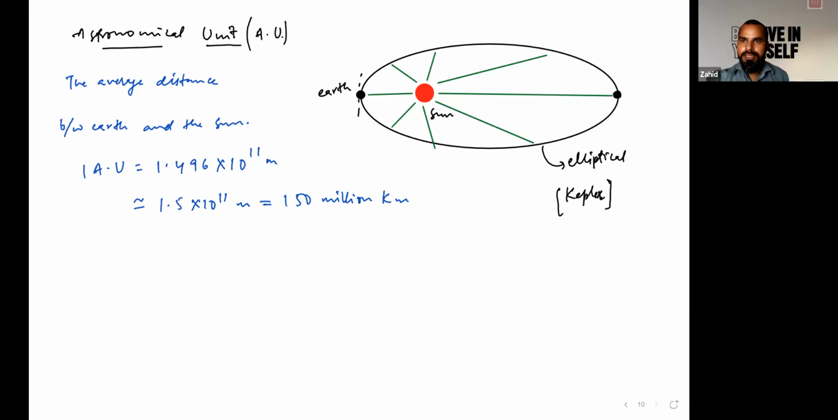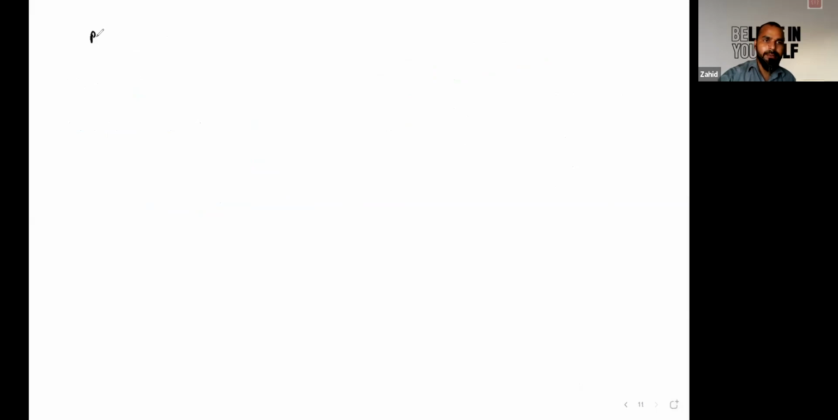There is one last scale of measuring large distances, which is called parsec. To define parsec, you first define a term called the parallax method. First, let me define what I mean by parallax.